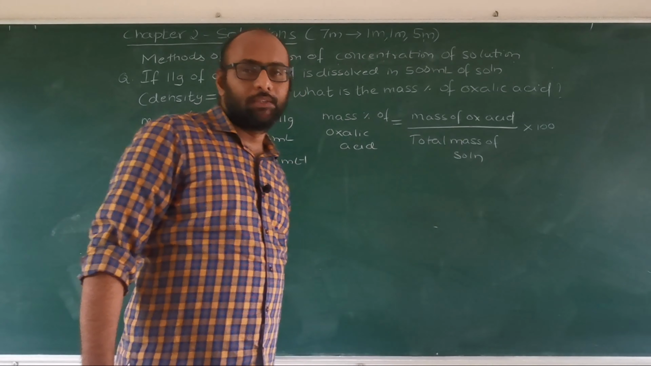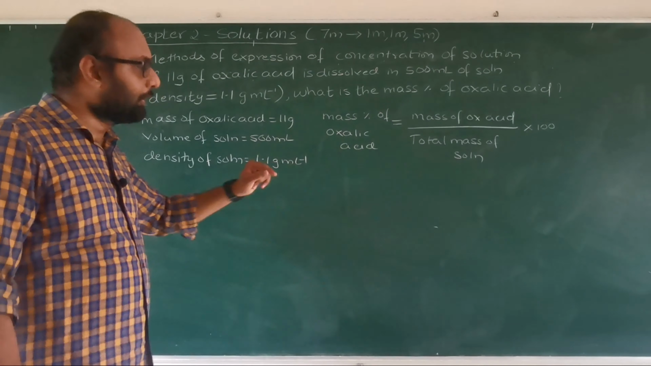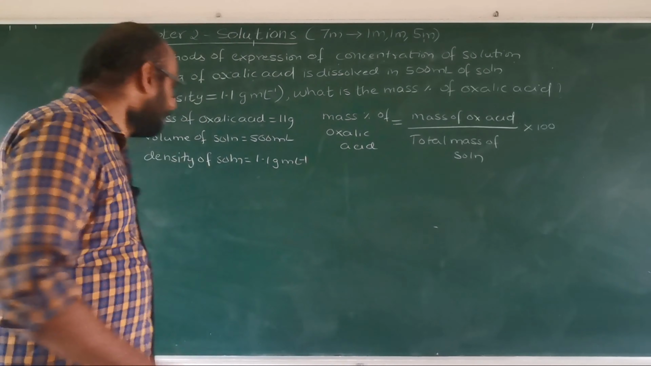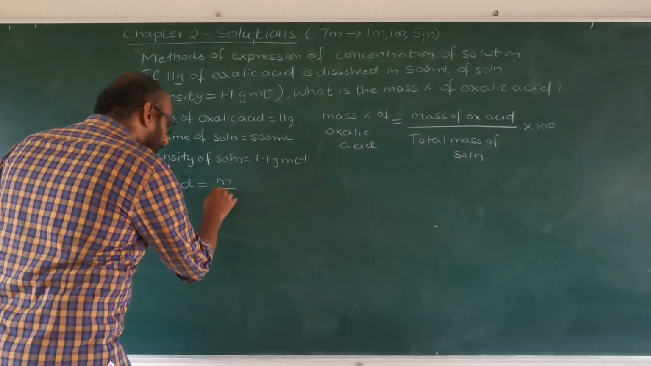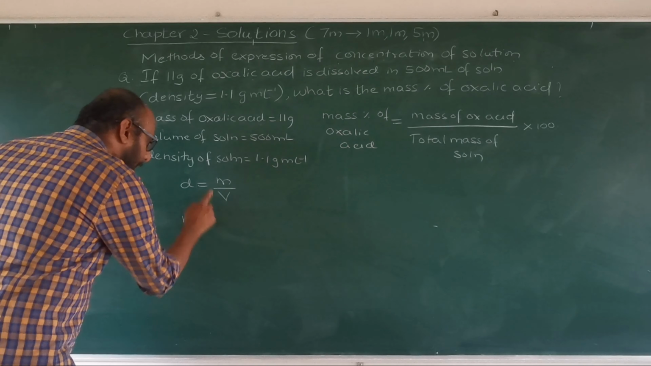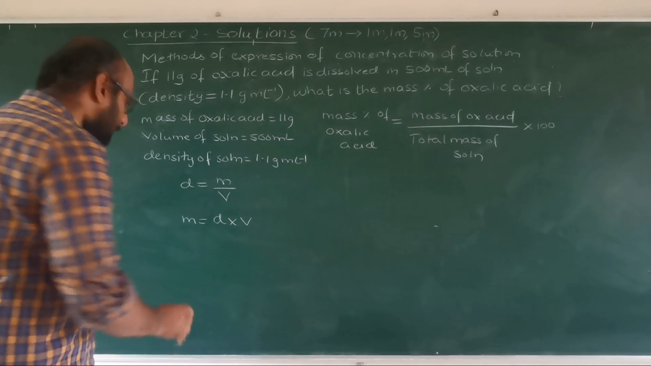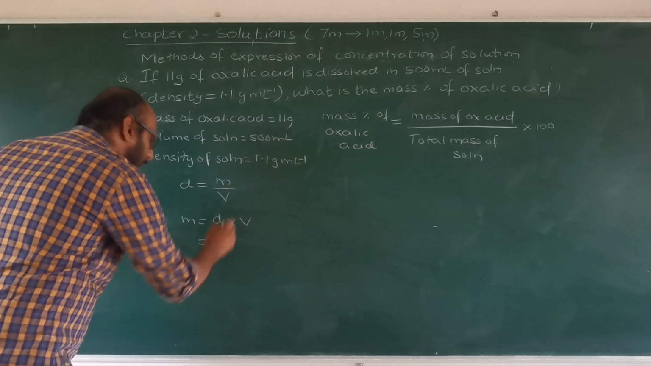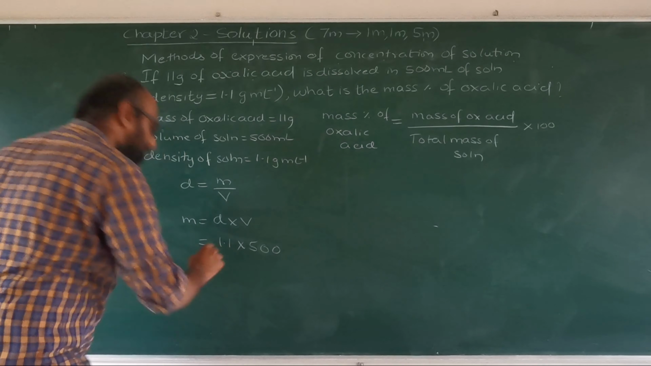Total mass of the solution is not given. Volume is given, density is given. You have to calculate the mass of the solution. You know that density is equal to mass by volume. Hence, mass will be equal to density multiplied by volume. Now, what is the density? That is 1.1. And what is the volume? It is 500 ml.